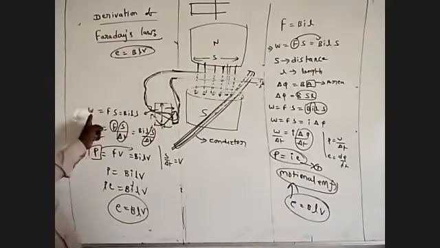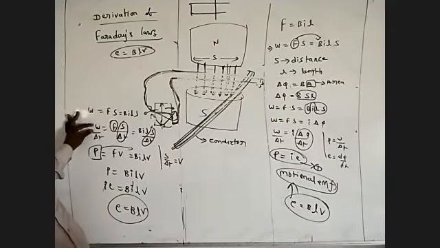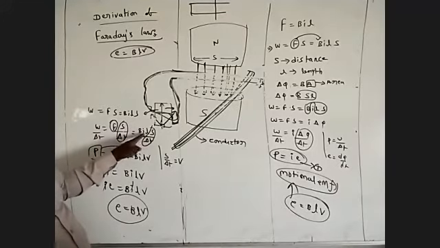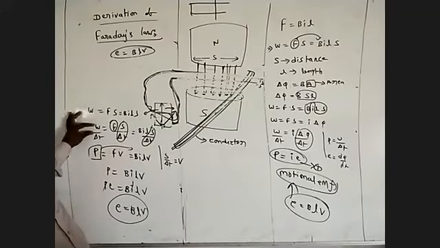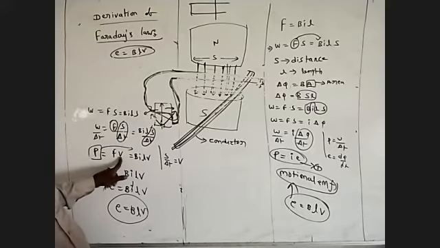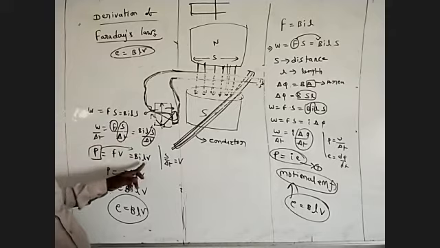Next, we know W is equal to force into displacement, which is BIL into S. W by delta T is equal to F into S by delta T, which is BIL into S by delta T. Now this is power. S by delta T is velocity. So P is equal to BILV.